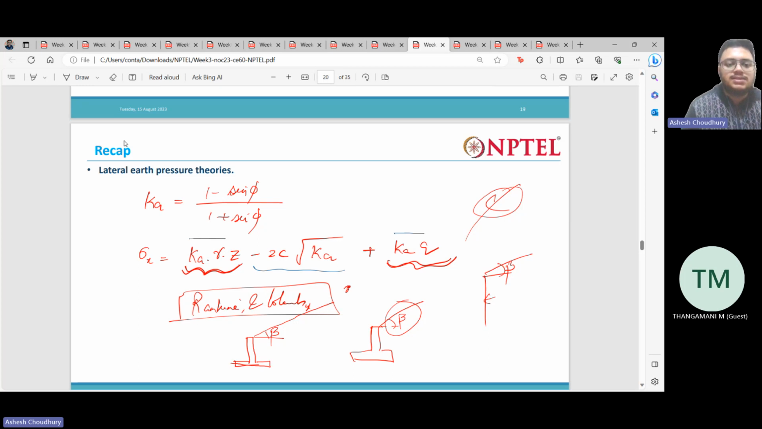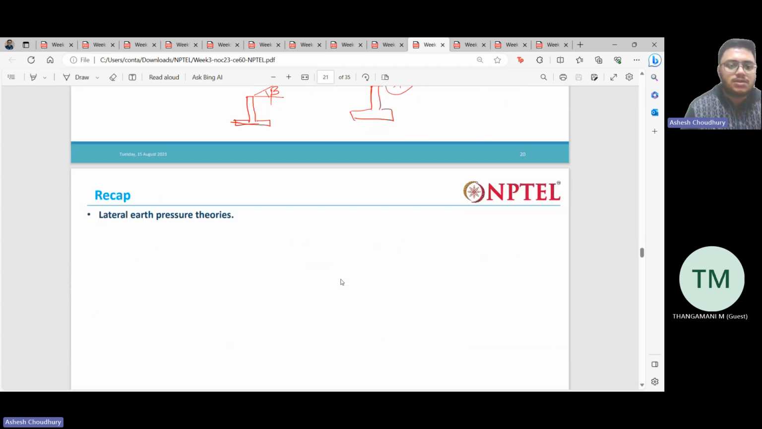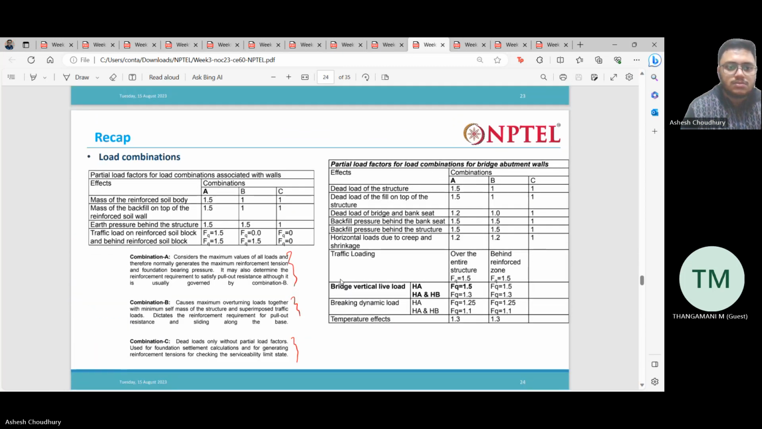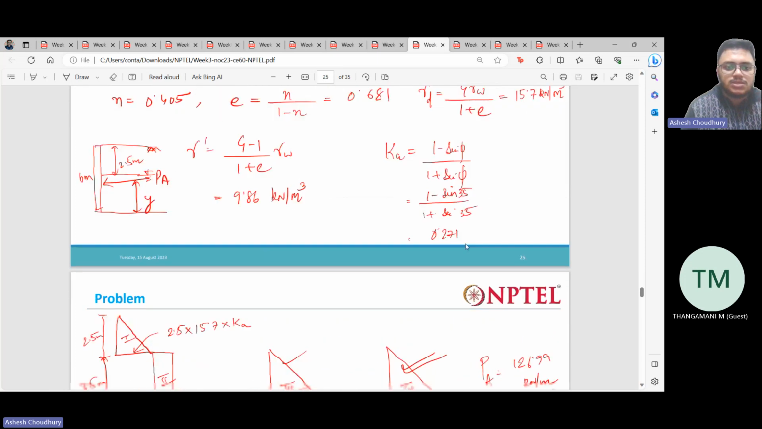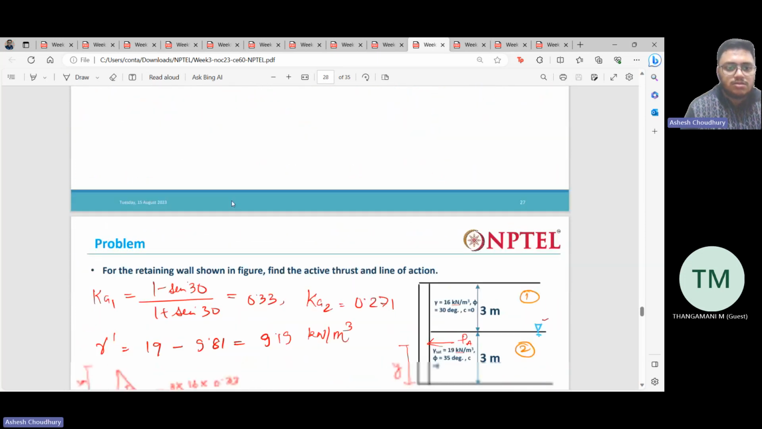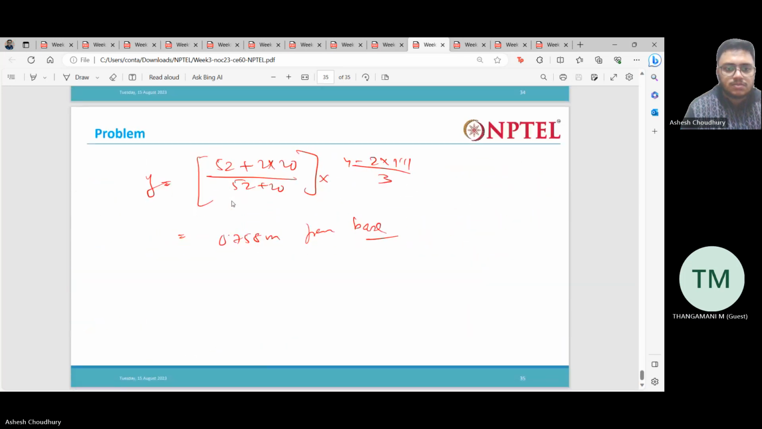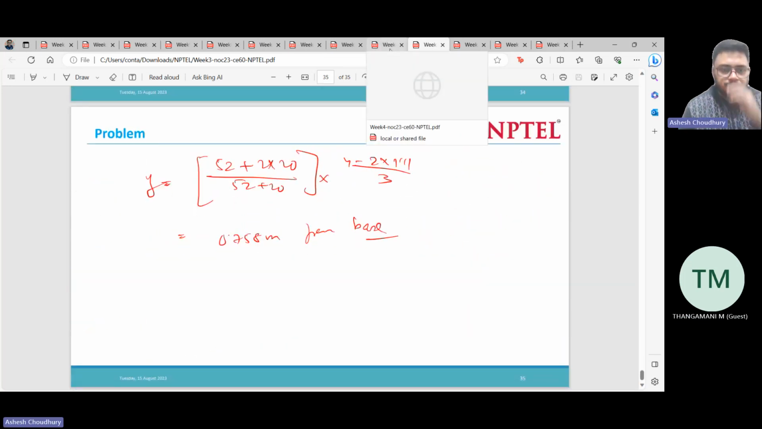Then we discussed the lateral earth pressure theory. So all this we know: active earth pressure, passive earth pressure. These are the various load combinations. Then we solve some problems. Yeah, that's all.